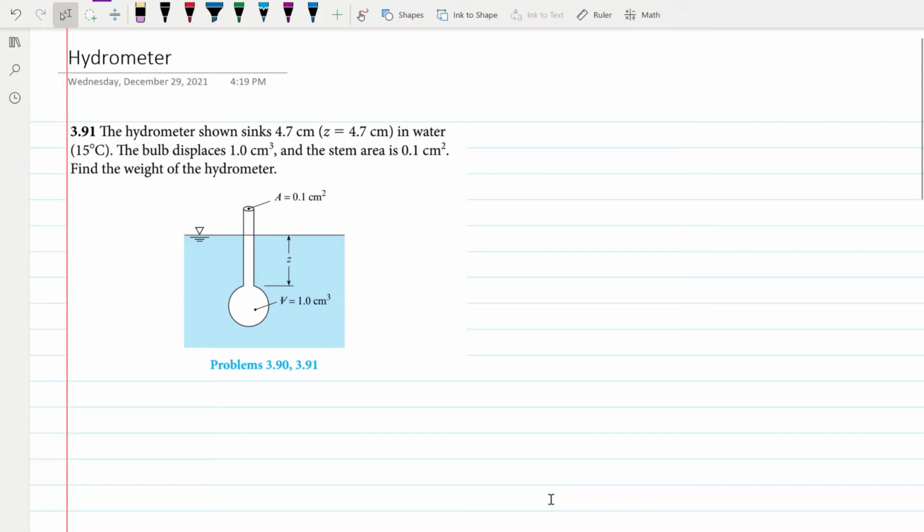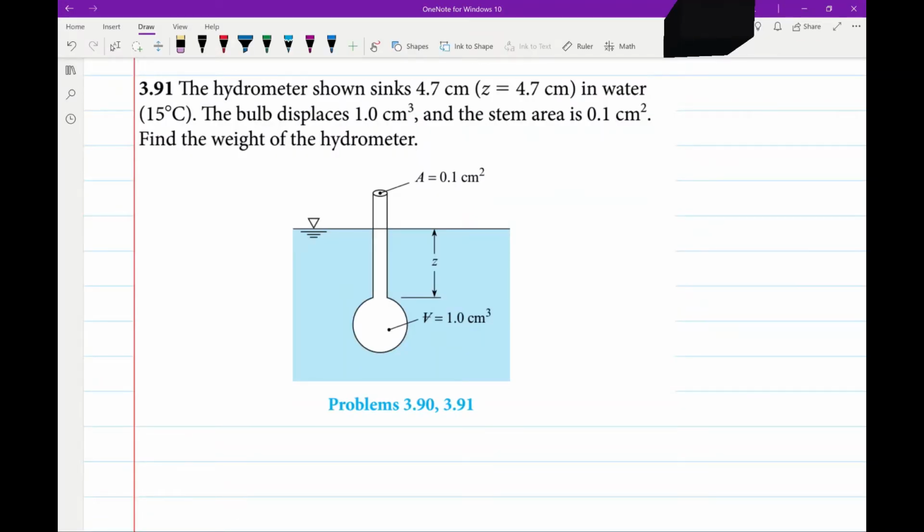Okay, we're doing problem 3.91, and it says, the hydrometer shown sinks 4.7 centimeters in water with a temperature of 15 degrees Celsius. The bulb displaces 1 cubic centimeter, and the stem area is 0.1 square centimeters. Find the weight of the hydrometer. So we're going to use Newton's second law.